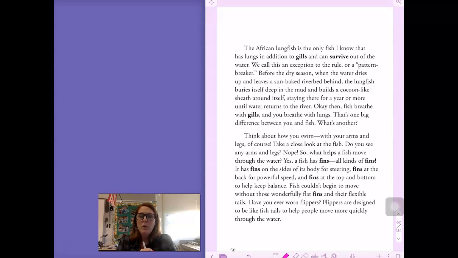Think about how you swim with your arms and legs, of course. Take a close look at the fish. Do you see any arms and legs? Nope. So what helps a fish move through the water? Yes. A fish has fins, all kinds of fins. It has fins on the sides of its body for steering, fins at the back for powerful speed, and fins at the top and bottom to help keep balance. Fish couldn't begin to move without those wonderfully flat fins and their flexible tails. Have you ever worn flippers? Flippers are designed to be like fish tails to help people move more quickly through the water.